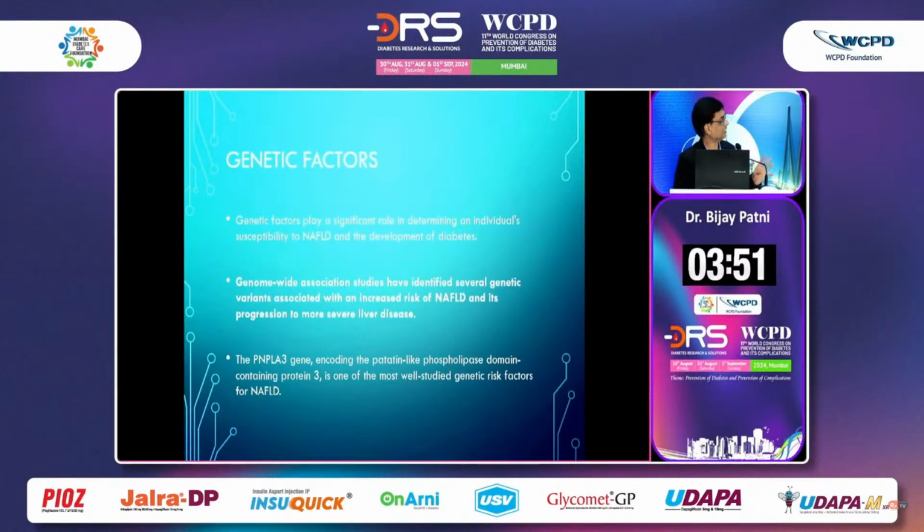Along with that, genetic factors also play a significant role in determining individual susceptibility to liver dysfunction. So that has to be kept in mind as well, because genome-wide association studies have identified several genetic variants associated with increased risk of NAFLD and its progression to more severe liver disease. So this again can lead to some kind of precision medicine, which can help us to understand the individual who is most susceptible to liver dysfunction.